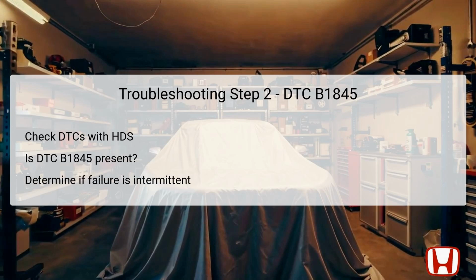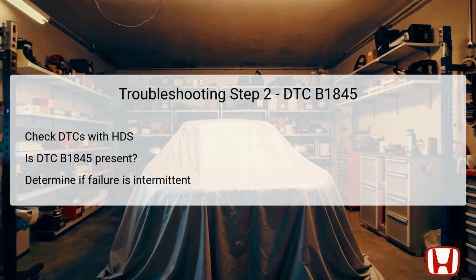The second troubleshooting step requires checking for any stored DTCs using the Honda Diagnostic System, HDS, after operating the recline switch. Evaluate if DTC B1845 is indicated on the HDS screen. If B1845 appears, proceed to the next step in the diagnostic process, as this indicates a continuing issue in the system.